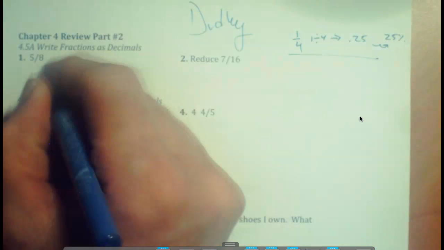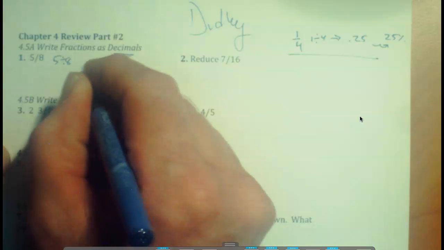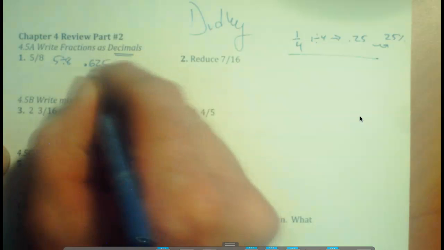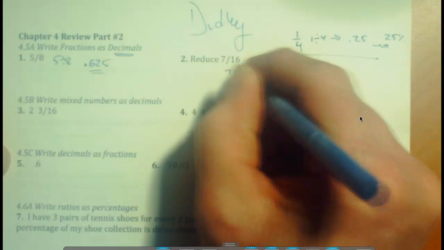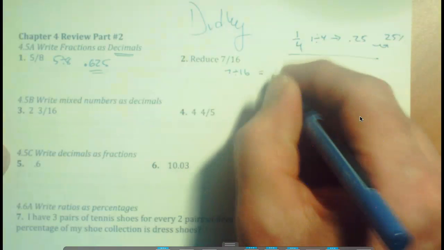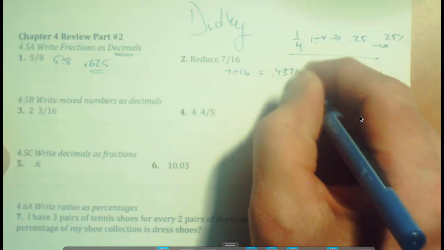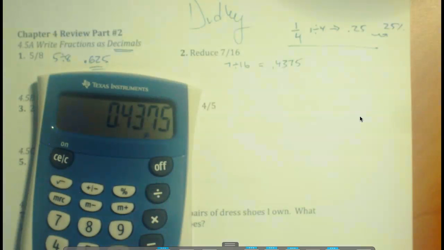So 5/8. To write that as a decimal, we just do 5 divided by 8 on our calculator, and we're going to get 0.625. That is a decimal, and we are done. 7/16, we're literally going to go 7 divided by 16. That's going to get us to a decimal. I'm going to double check that for you. 7 divided by 16. Nope, 0.4375 is correct.